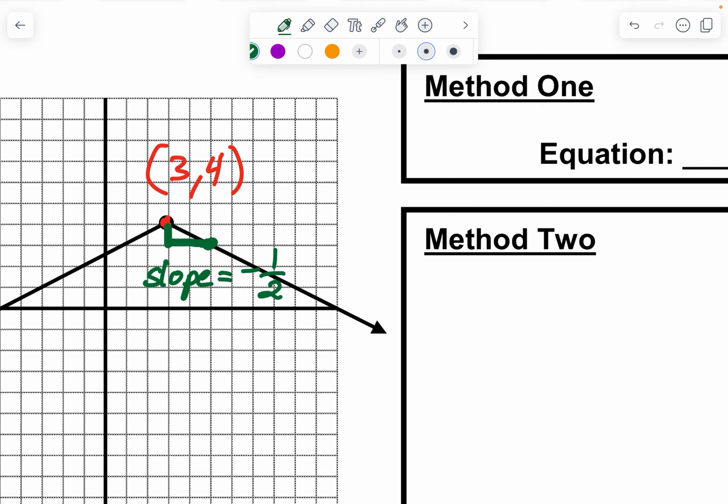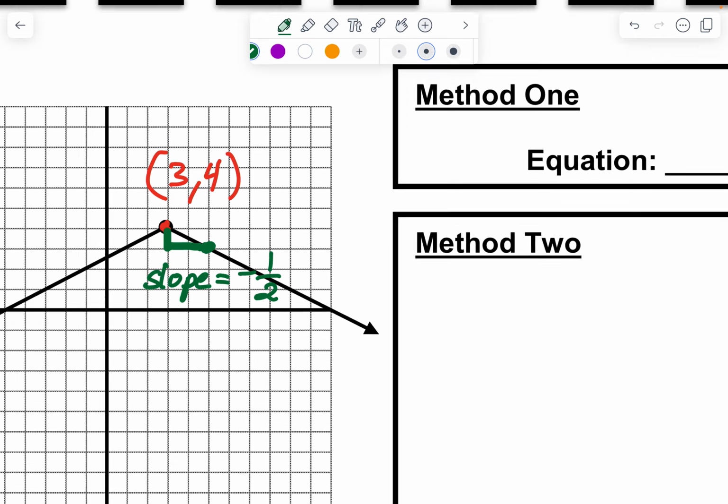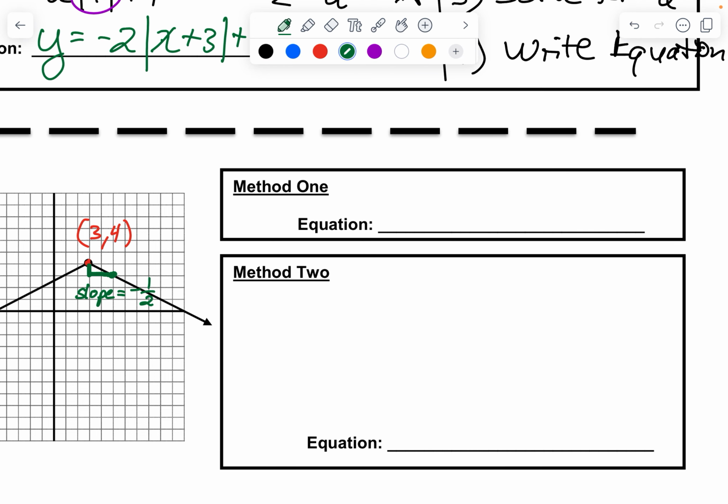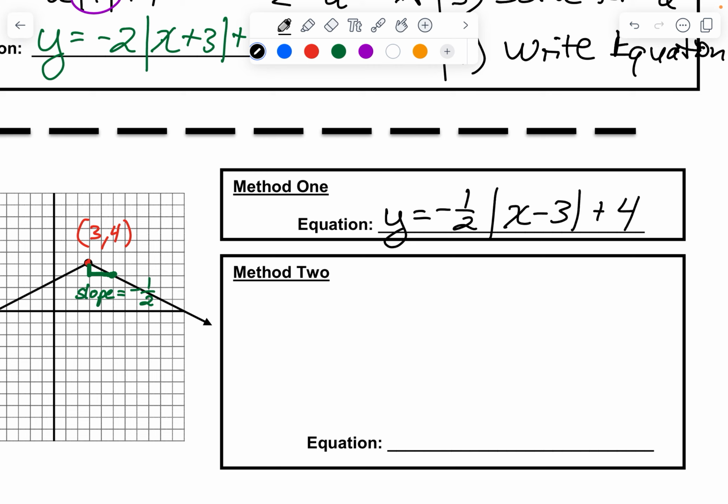Now, how did I do that? I basically found another point, and I just counted from the vertex to that point, rise over run. Listen, that is supposed to be pretty easy. If you have a graph, it's pretty easy to see the vertex and to see the slope. Just fill those numbers in your equation, and mission accomplished. You've got your equation written.